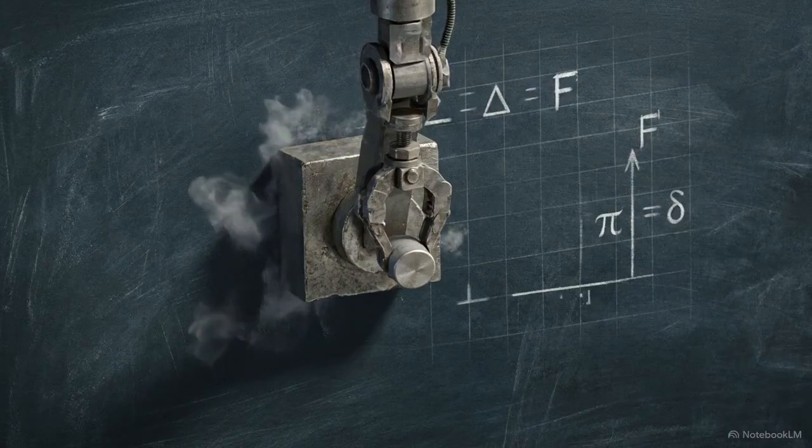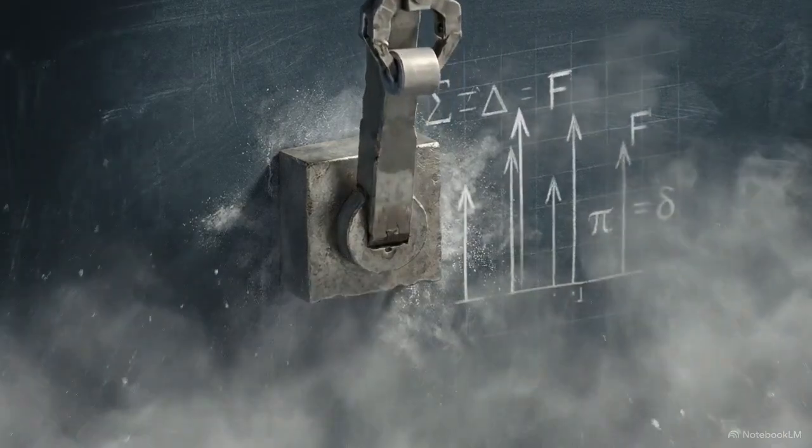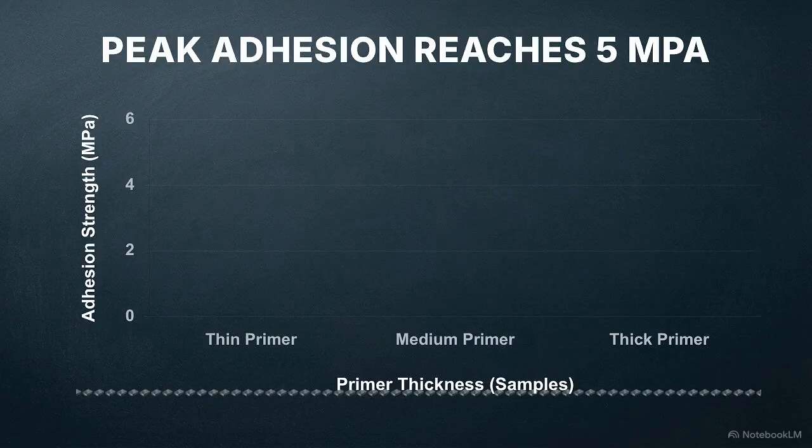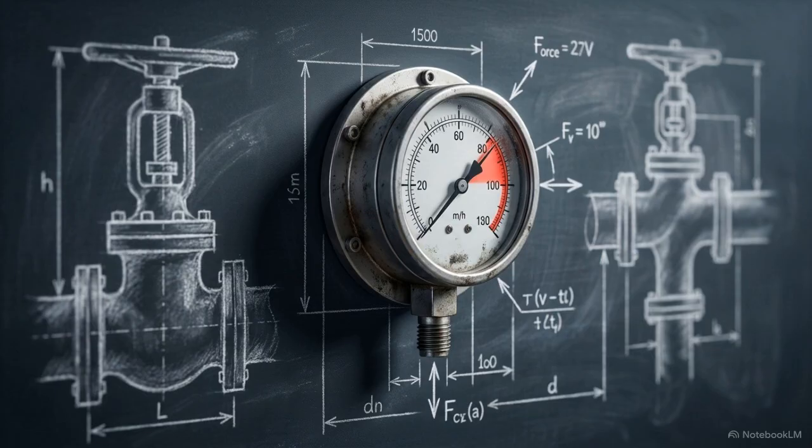In practice, pull-off tests on primer coatings for steel show how this data scales. Depending on the thickness of the primer, these tests successfully isolate adhesion strengths ranging from 2.5 to 5 megapascals. A megapascal, or MPa, is a standard unit used to measure internal pressure and tensile strength.